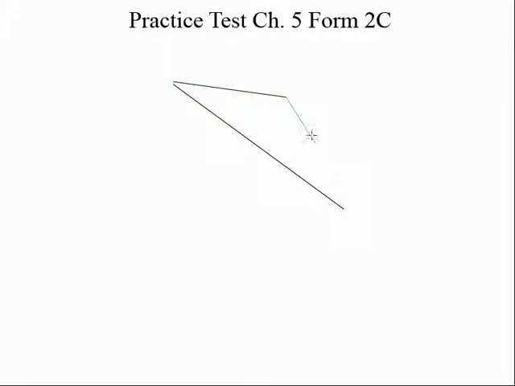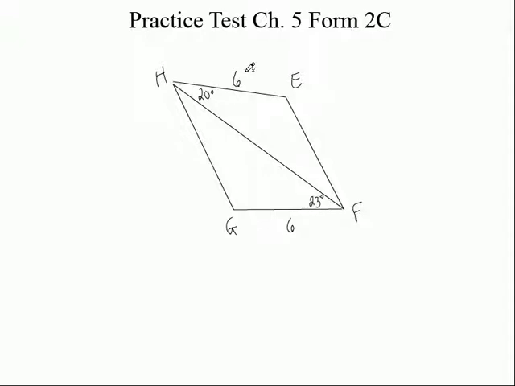Just try to eyeball this. Okay, that's close enough. That should touch right here, but use your imagination. G. Alright, and this little angle right here is 20 degrees. This one down here is 23 degrees. This side is 6, and this side is 6. Alright, and it says compare side EF to GH.